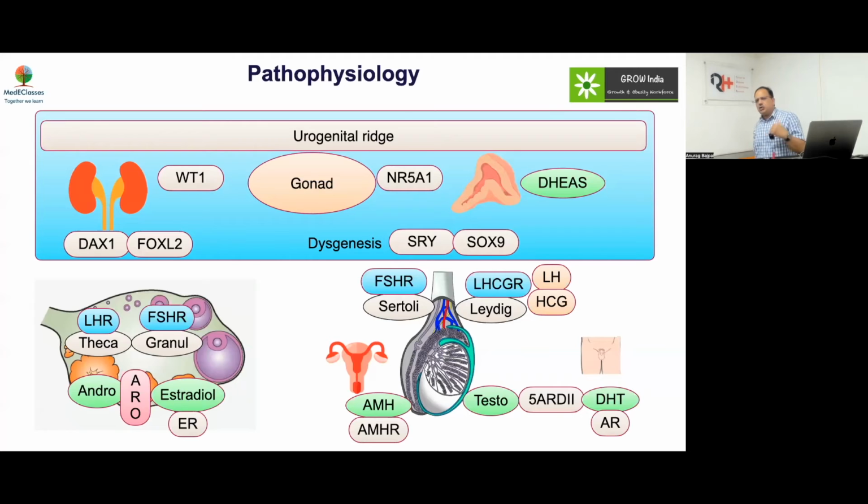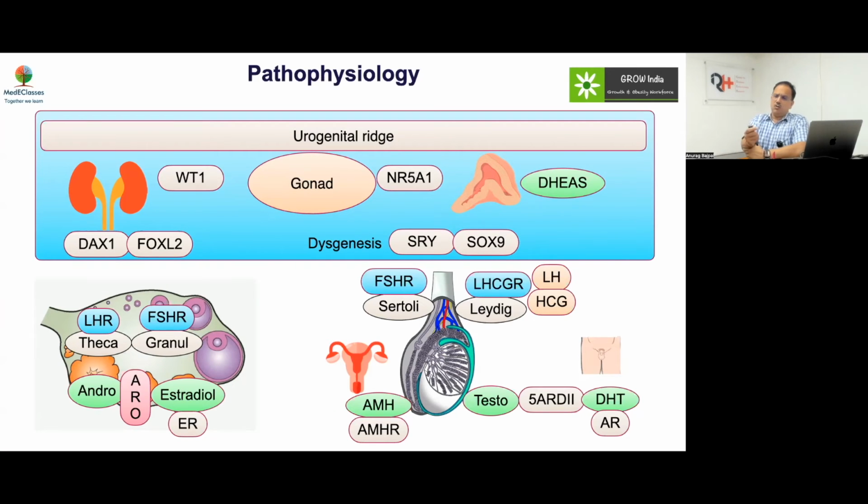Now, in this regard, you can classify DSD into various forms. You can have a problem in the development of the bipotential gonad, starting from WT1, in which you will have renal involvement as well, in the form of Denys-Drash syndrome or Frasier syndrome. A problem in the adrenal development is when NR5A1 is defective. Abnormalities in the SRY pathway: if you have insertion of SRY, you will have an XX male. If you have deletion of SRY, you will have XY gonadal dysgenesis.